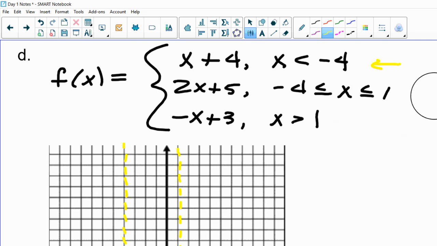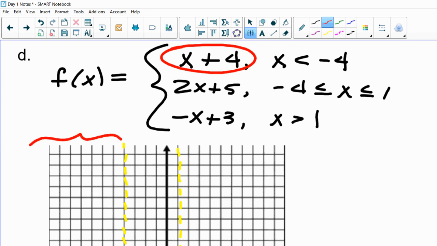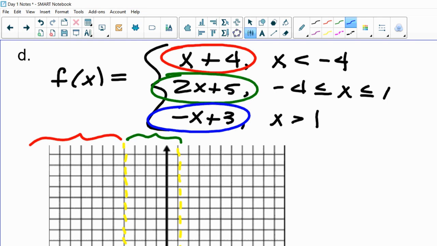Now let's decide who lives where. Well, this is Mr. Red. And Mr. Red lives in the yard where x is less than, excuse me, x is less than negative 4. So Mr. Red lives over here because this is the area that has x values less than negative 4. Now Mr. Green lives between negative 4 and 1. So Mr. Green is going to live in this section. And then Mr. Blue lives where x is greater than 1. So Mr. Blue is going to live over here. We'll deal with the fences in just a minute.